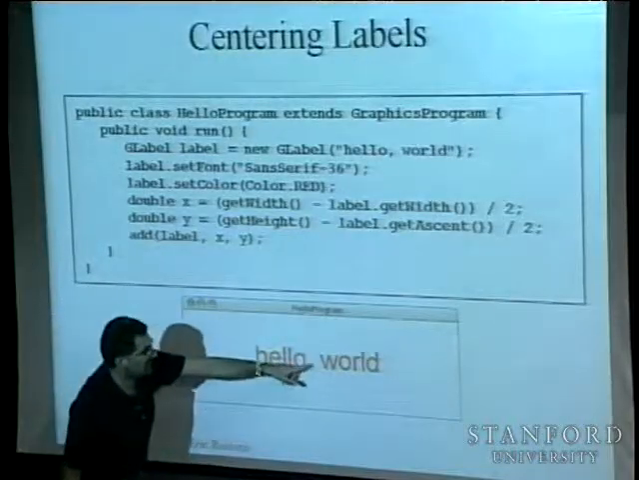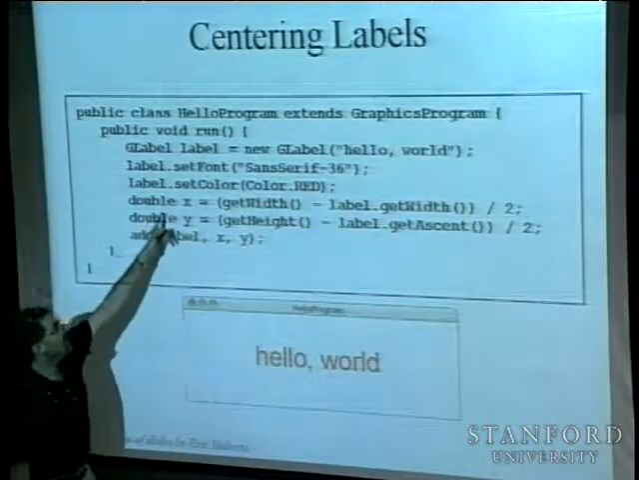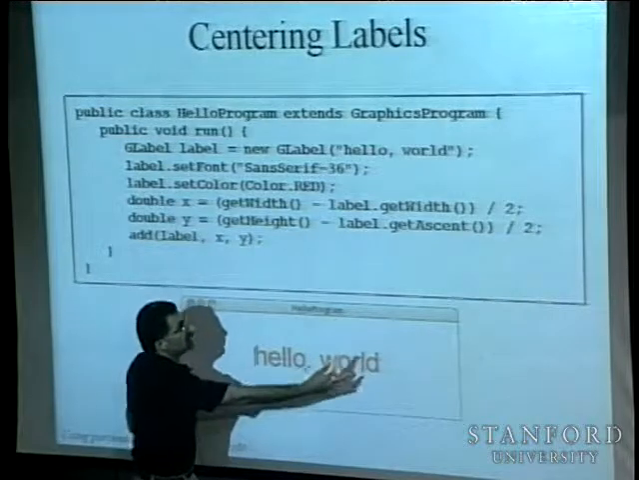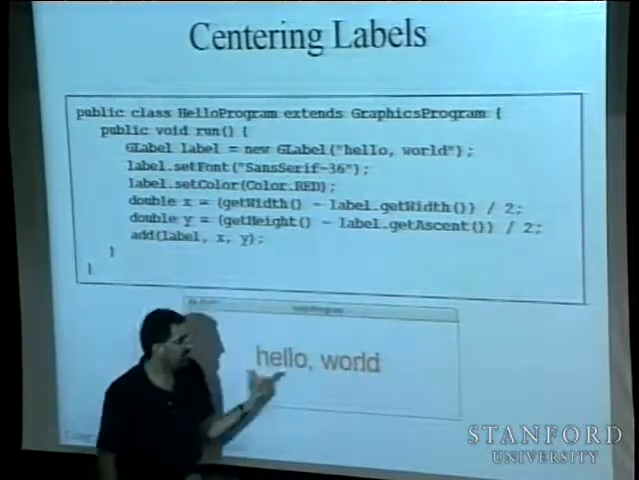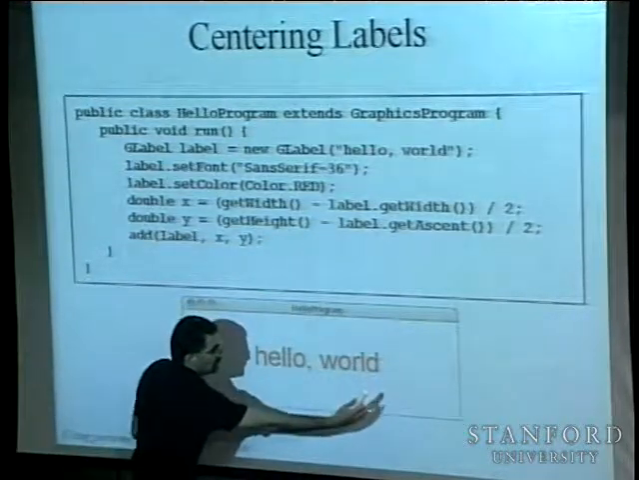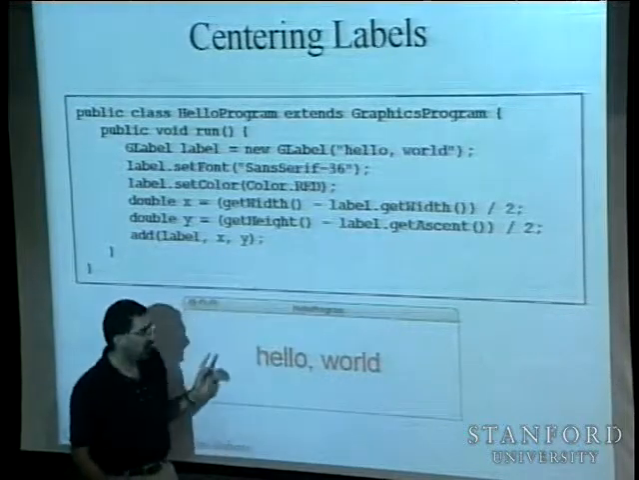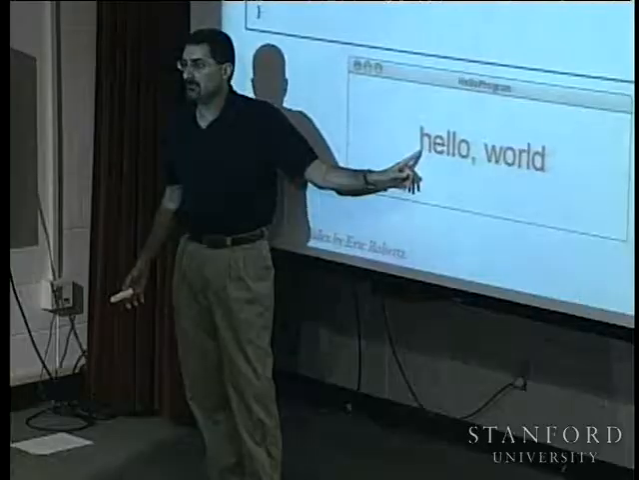To get it to display right in the center of the screen, its x coordinate is going to be the width of the whole screen minus the width of the label. So we're going to take the width of the whole screen, subtract off the width of the label, and divide the whole thing by 2. That'll give us this location right here.